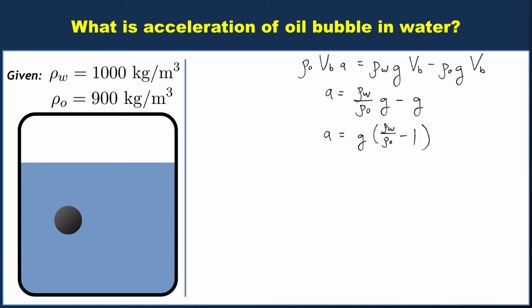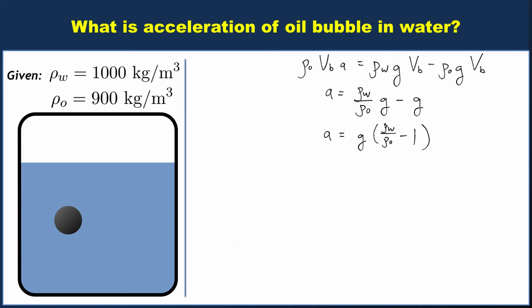Two interesting things to note about this. One is that the expression for the acceleration does not depend upon the volume of the bubble at all. That cancels out completely. The other interesting thing is that the density ratio obviously matters a lot. If you have two substances that are approximately the same density, rho W over rho O will be approximately 1, and that means that the acceleration is approximately 0.